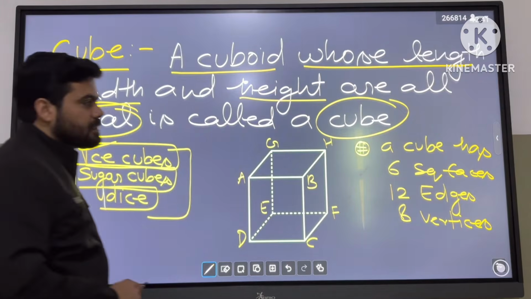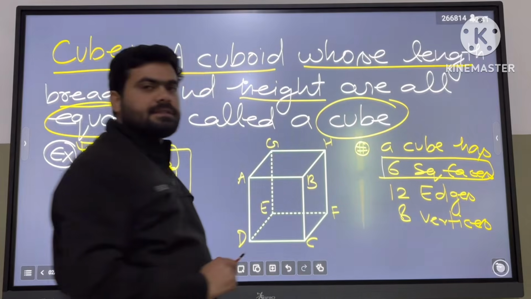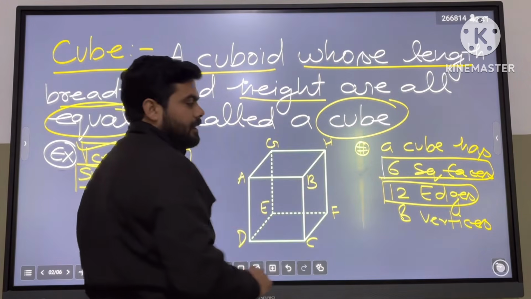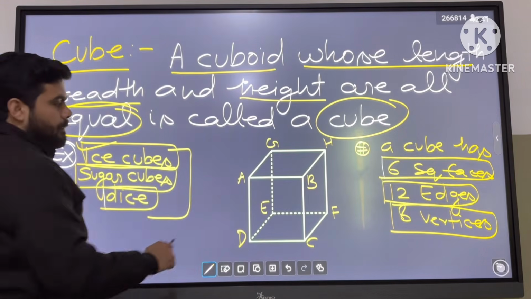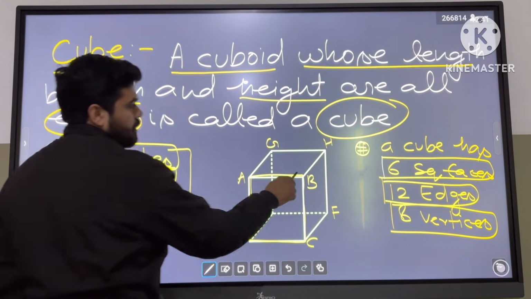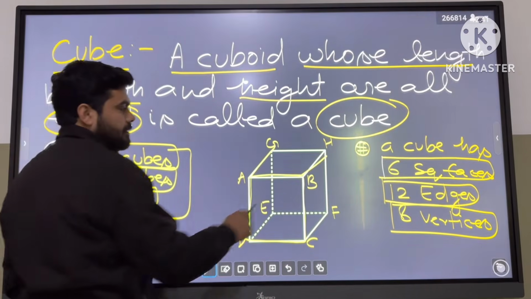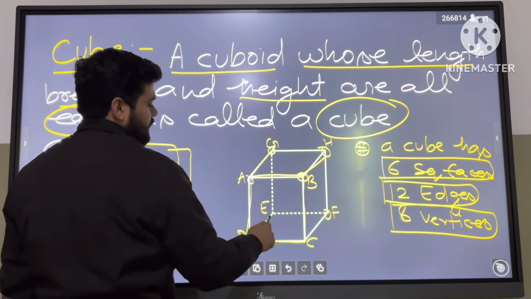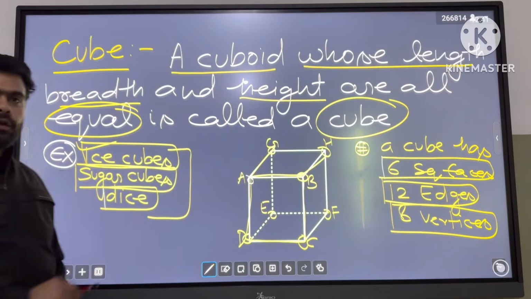A cube has 6 square faces, 12 edges, and 8 vertices. ABCD is a square face, BH and AE are edges, and B, A, E, H, F, G, D, C are corners or vertices of this cube.